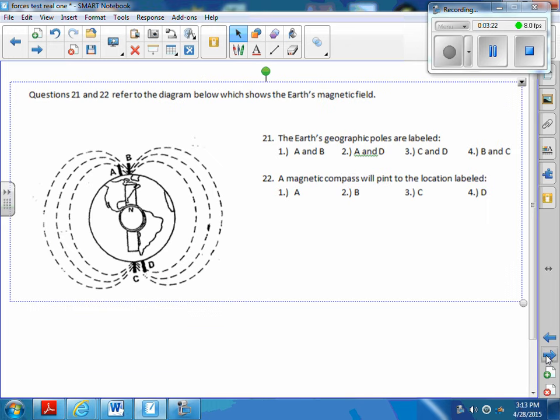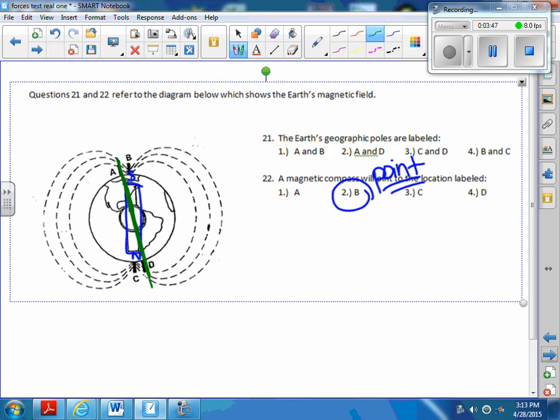The Earth's geographic poles. Well, here's the big fat magnet. And south pole is really here. North pole is really here. The compass is going to face B because that's the north. So that will point to B. All compasses point north because it really points to the South Pole. But the geographic poles are slightly tilted over. This was also from your notes. Geographic poles are A and D.